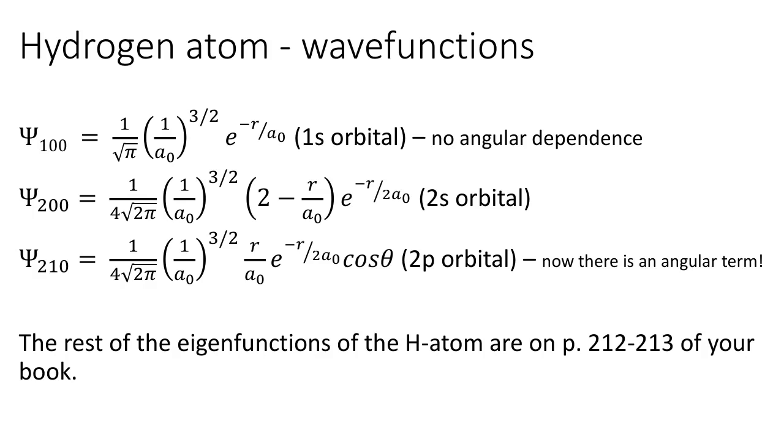So we have the 1s orbital, and you can see there's no angular dependence. The 2s orbital, once again, no angular dependence that dictates their shape. Now we go into, and I just show one of the 2p orbitals, and have a cosine theta. Now we have an angular term. So we now have a shape to our particular orbital.